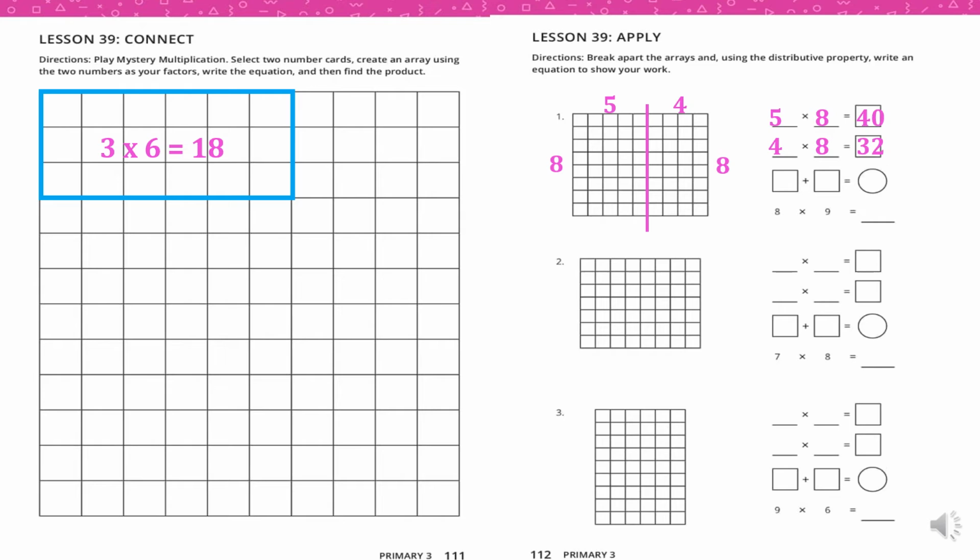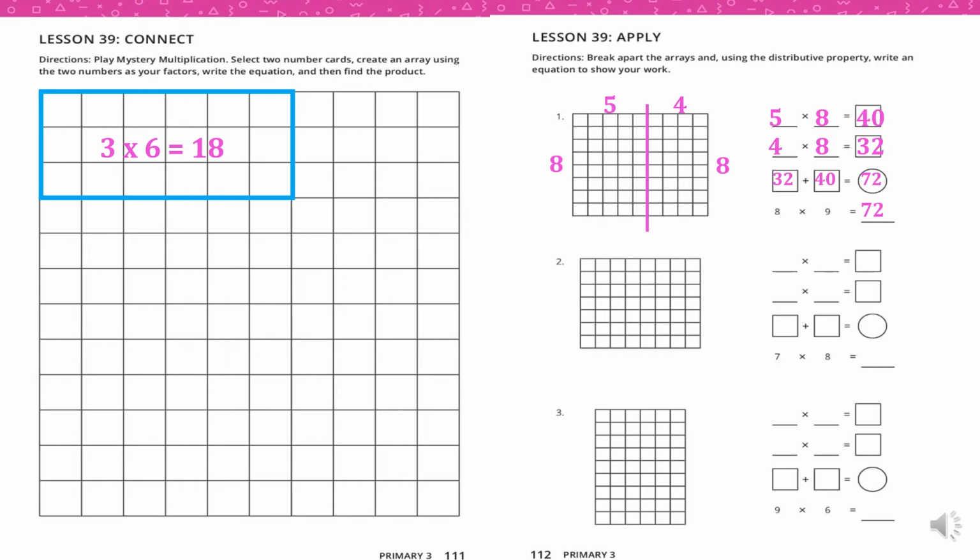I will add the products from the first array and the second array. It will be 32 plus 40 equals 72. Or 40 plus 32, I can use the commutative property as I want. Equals 72. It's the same if I didn't break apart or split the array. The big array will be 9 columns and 8 rows. So 8 times 9 equals 72 also.